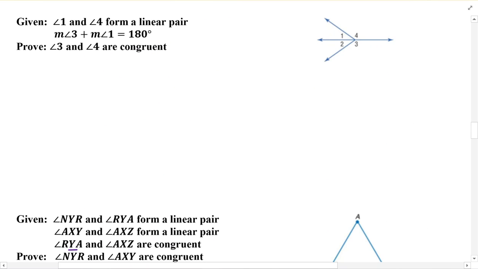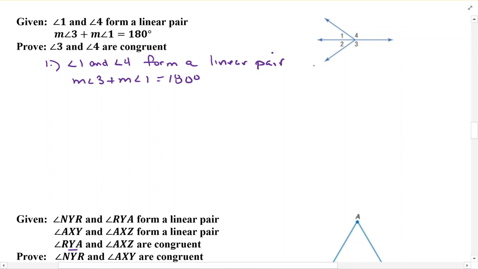Now we're going to step back into doing proofs. The first step in a proof is always to write the given. So angle 1 and angle 4 form a linear pair. We're also told that the measure of angle 3 plus the measure of angle 1 equals 180 degrees. And this was our given.